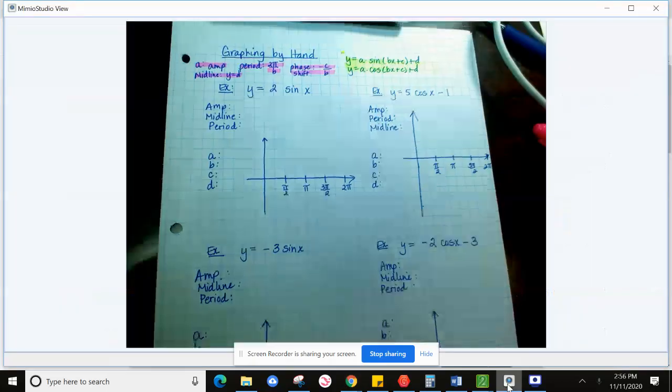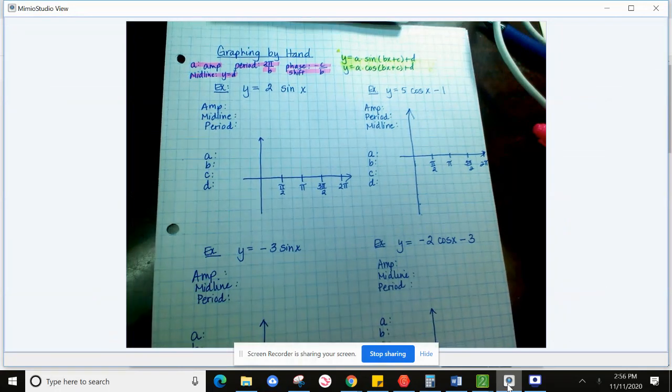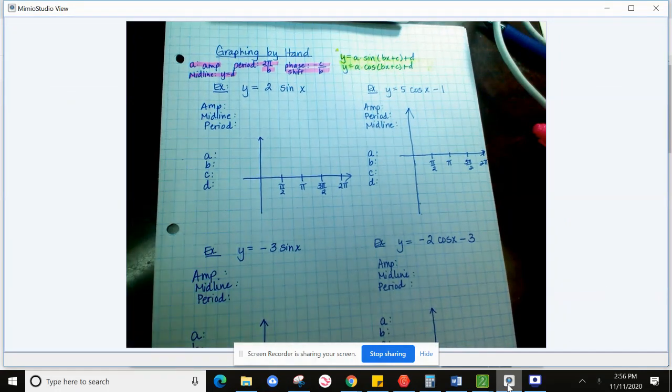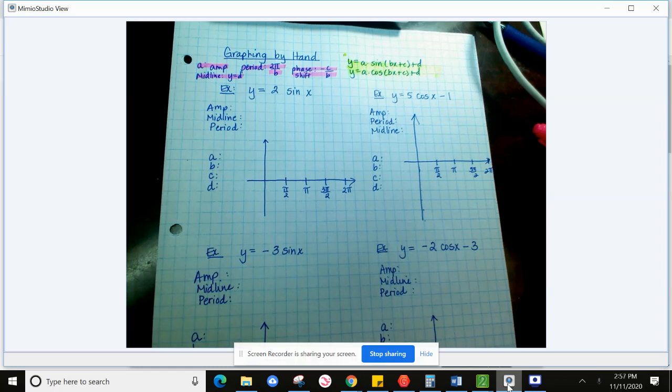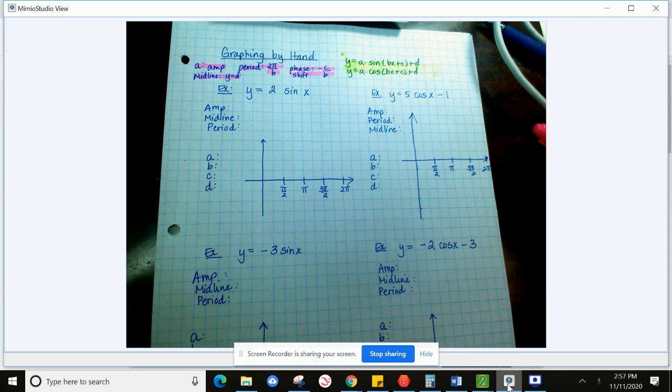Let's do some sine and cosine curves and graph them by hand. We have been talking about sine and cosine curves based on, here's the graph, write the equation, but now we've got the equation, we're going to draw the graph.